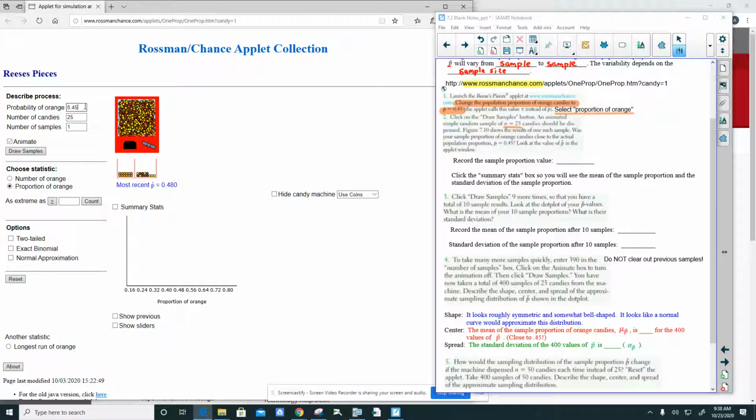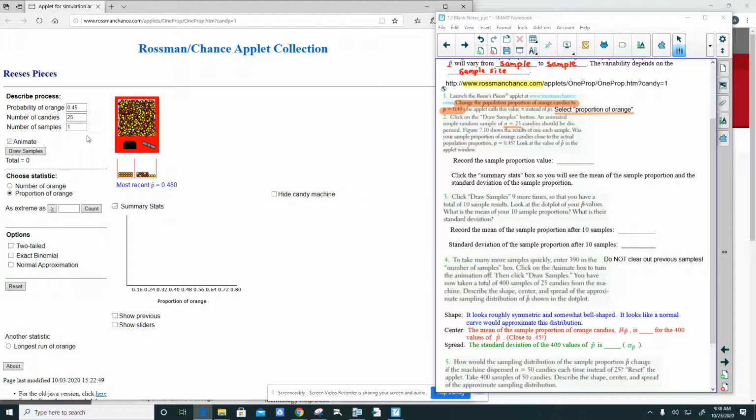I'm going to go ahead and demonstrate this for you. I'm going to make sure this animate button is selected, and I'm going to click summary statistics as well. I'm just going to have one for the number of samples, and I'm going to click the draw sample button, and you can see the animation there. It's showing you all the candies coming out of the machine, sorting them. On the left side, you can see the number of candies that were in fact orange from this sample. Underneath that in blue, you will see the proportion of orange candies from that sample of size 25.